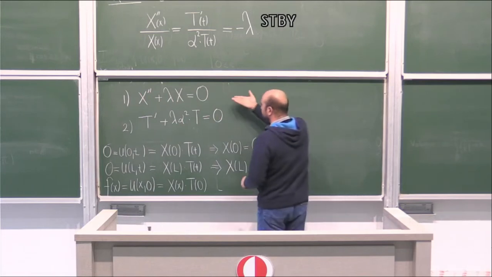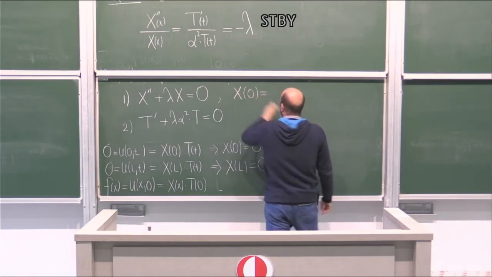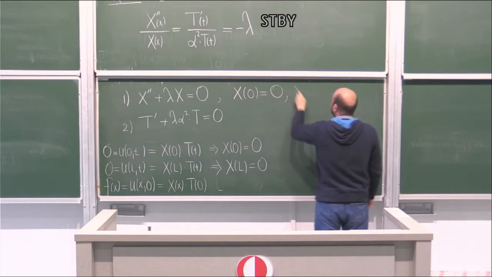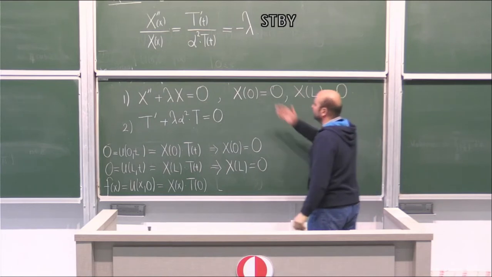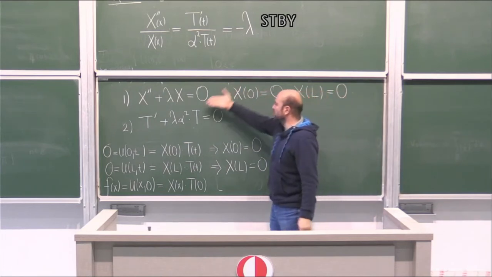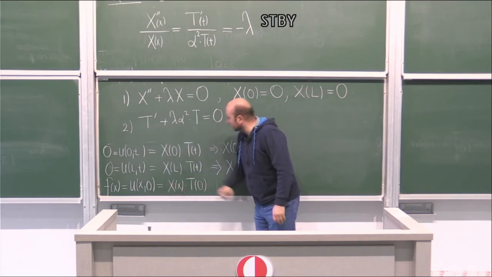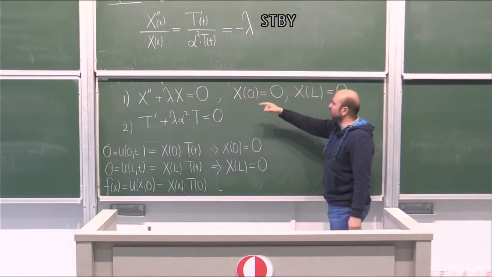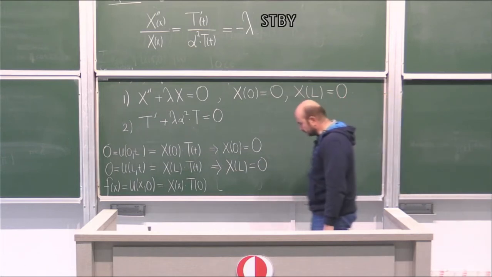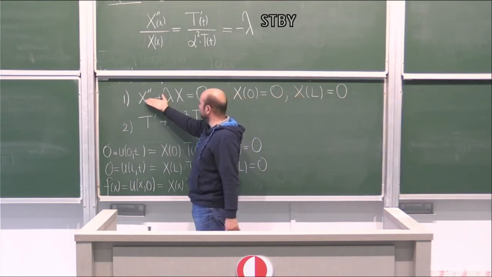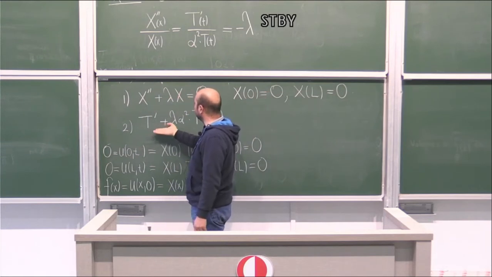So for the first problem, I have these boundary conditions. So I have basically a boundary value problem for the first one. And for the second one, we will do something. But at least I have the following conditions for X. So what I could do now, I can either start from this one and then get some solution and then try to satisfy this, or vice versa.